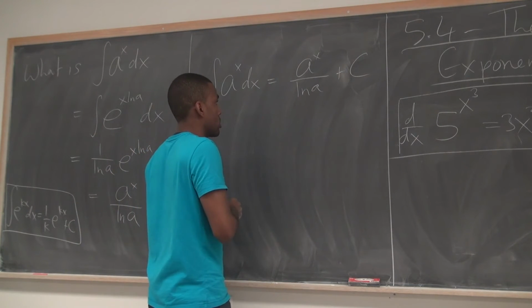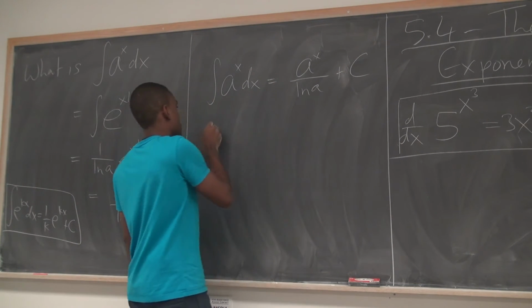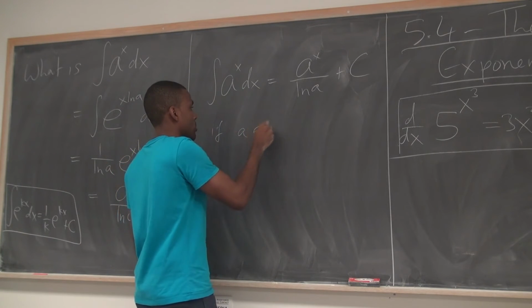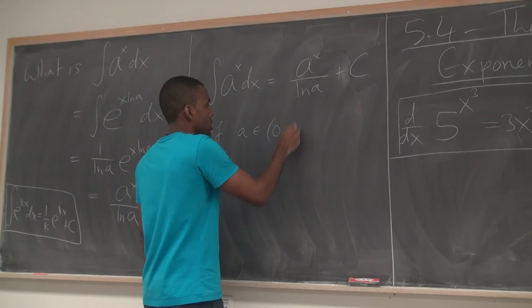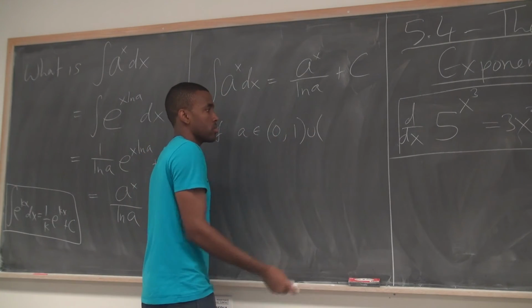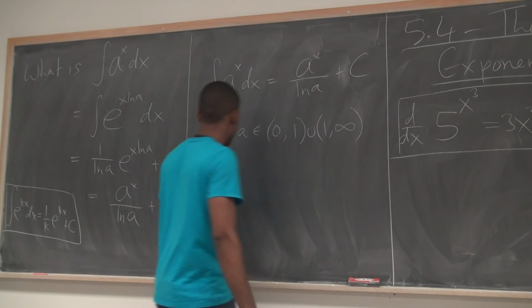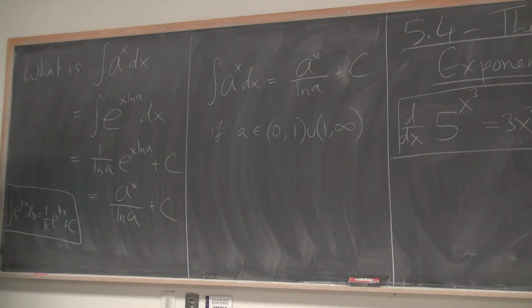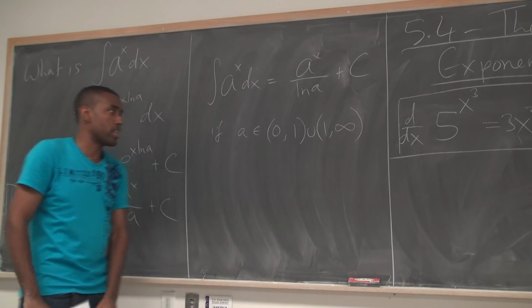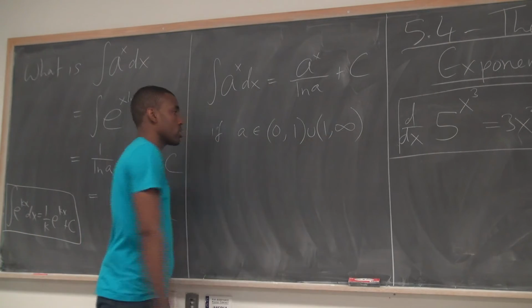And this works if a is greater than 0, but it obviously can't be 1, right? Because what if your a is equal to 1? You have natural log of 1, which is 0, and you divide by 0. So how would I do that? What if a equals 1 here? It would just be 1 to the x, which is just the integral of 1, which is x. We know how to do it at 1. So we don't need this formula for a being 1. This formula will work in this range.